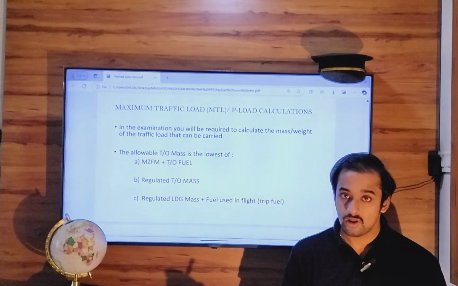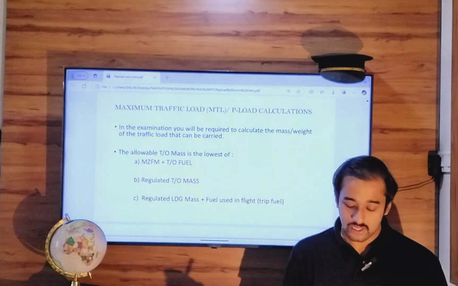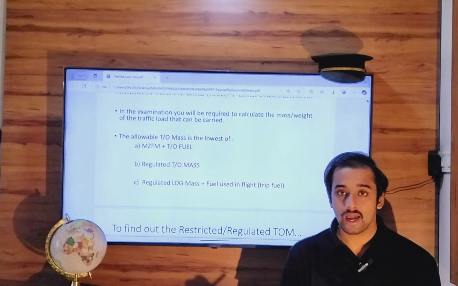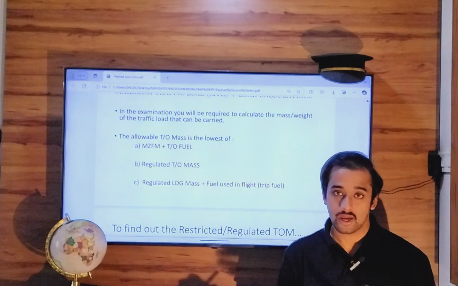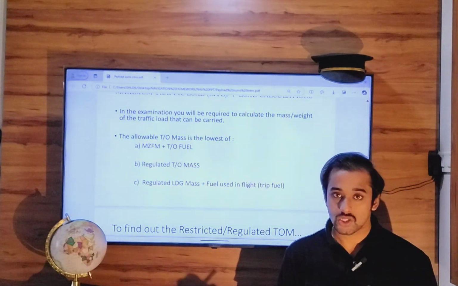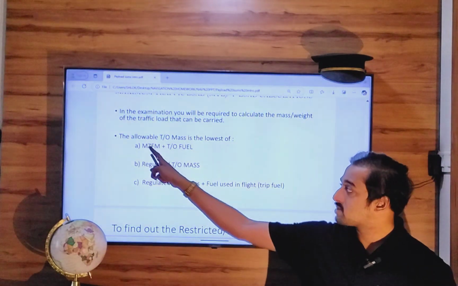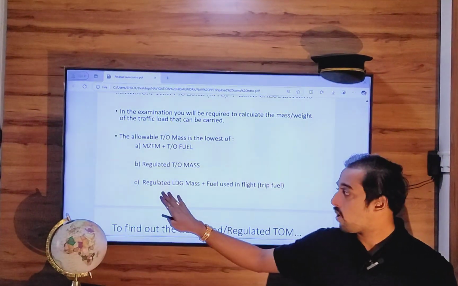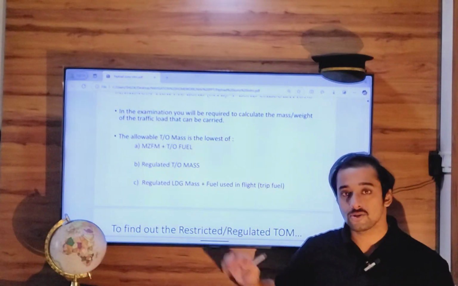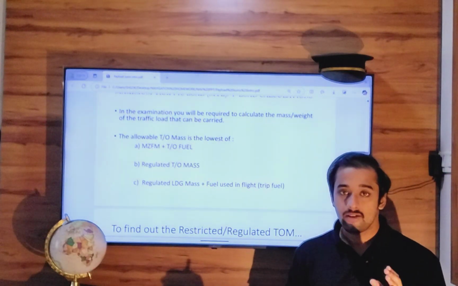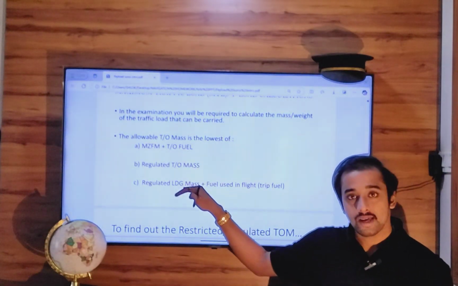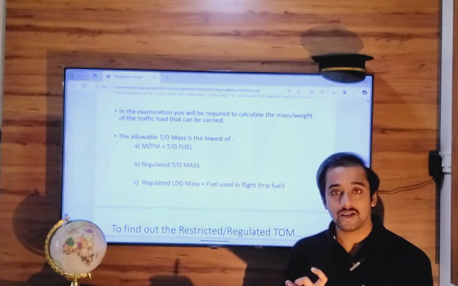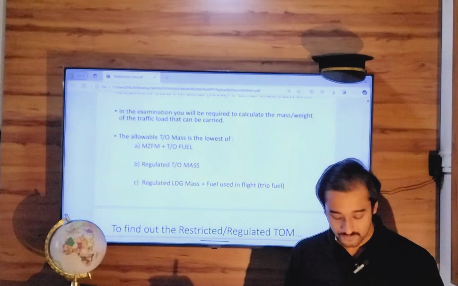In the examination, you will be required to calculate the weight of the traffic load that can be carried, the allowable takeoff mass. Now, you will have to calculate the takeoff mass with which you can take off, right? So, it will be the lowest of maximum zero fuel mass plus takeoff fuel, regulated takeoff mass, or regulated landing mass plus fuel used in flight, that is your trip fuel. So you have to calculate the values for each of them, and the lowest value of them will be considered the takeoff mass.